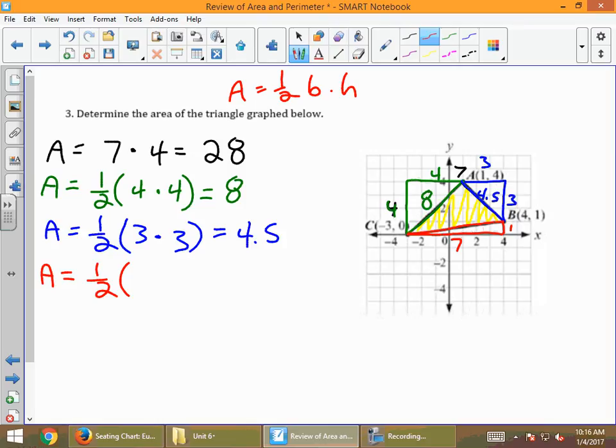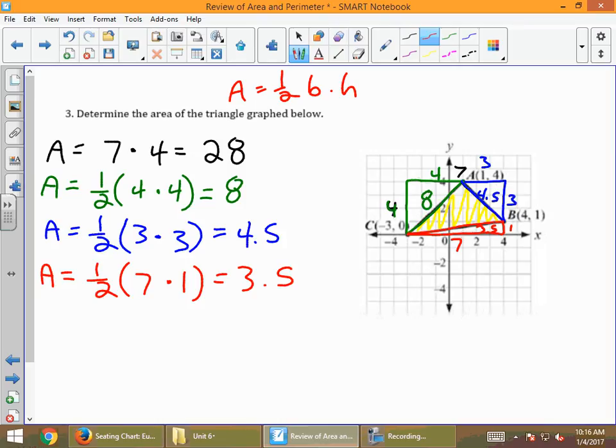What's the base? 7. What's the height? There we go. Get our calculators quick. Tabulate this. 1 times 7. Tricked you. Don't need a calculator for that. Half of 7 is 3.5. Now, that's 3.5. Well, how's that help me?